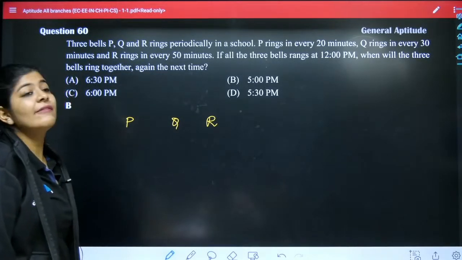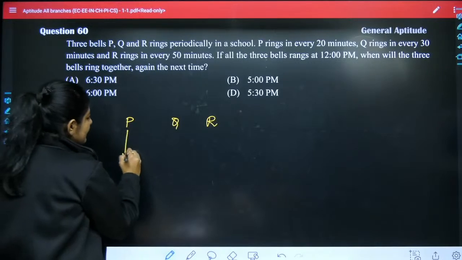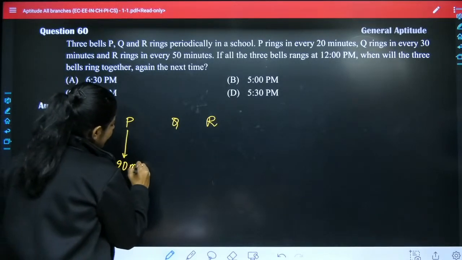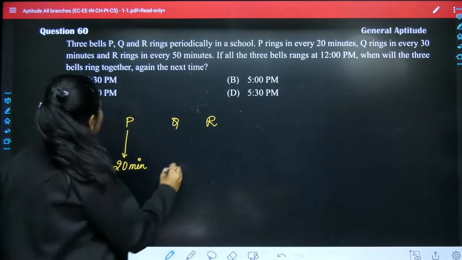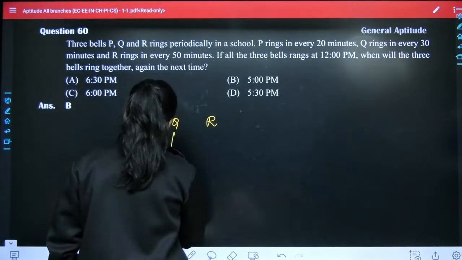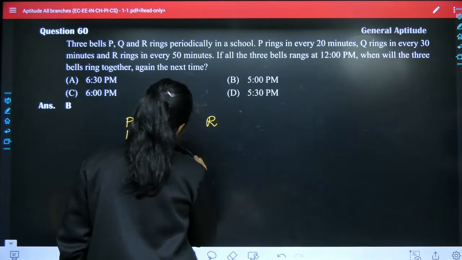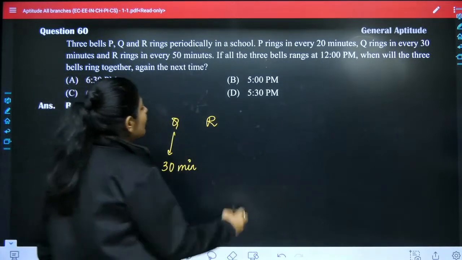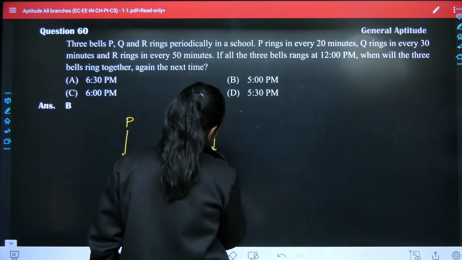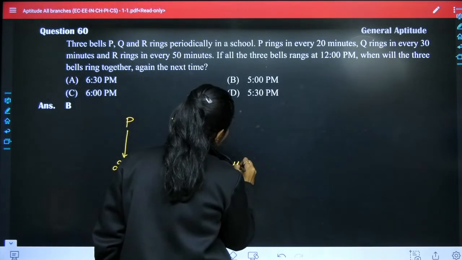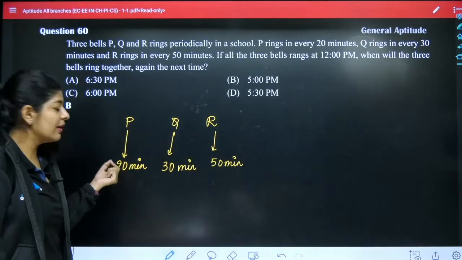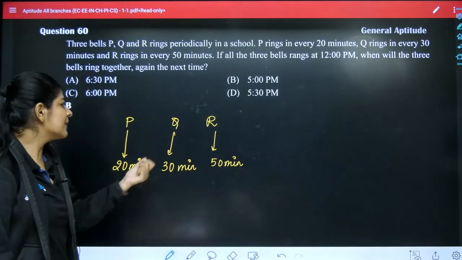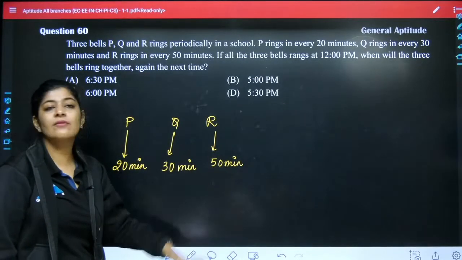P rings every 20 minutes. Q rings every 30 minutes. R rings every 50 minutes. Here we have the data that P rings every 20 minutes, Q every 30 minutes, R every 50 minutes.